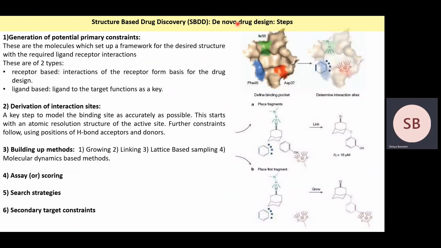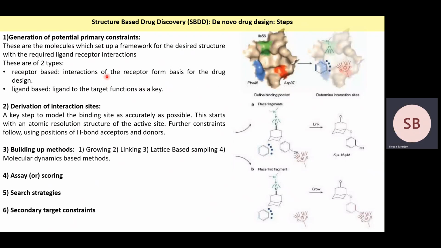There are several steps in de novo drug design, and we'll go through these one by one. Firstly is the generation of potential primary constraints. So these are molecules which set up a framework for the desired structure with the required ligand receptor interactions. They are of two types: receptor based, meaning interactions of the receptor form the basis for the drug design, or ligand based, that is, ligand to the target functions as the key.